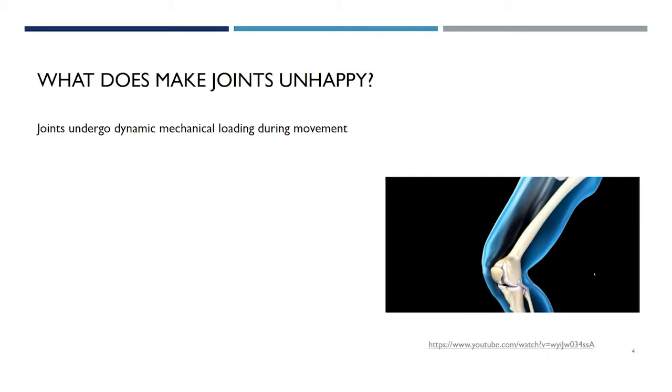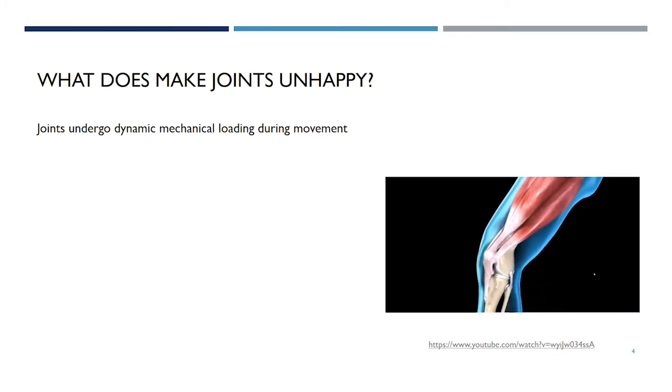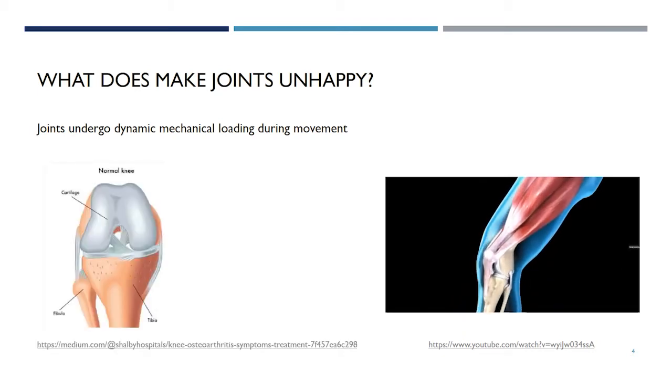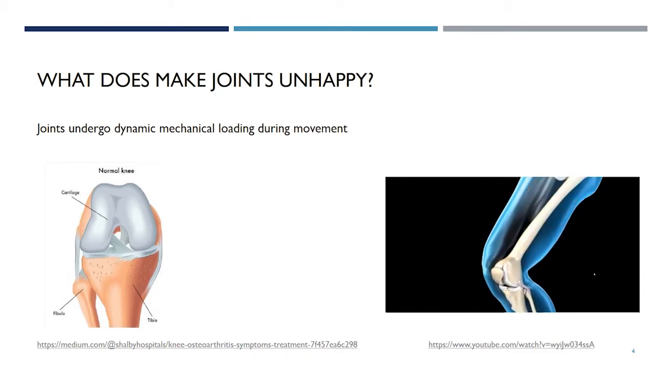Indeed, during daily locomotion, the joints undergo dynamic mechanical loading. As an example, here we can see the movement of knee human joint. The cartilage layers in the healthy joint consist of multiple cartilage layers that act as a contact interface between the ends of the long bones and provide nearly frictionless movement.